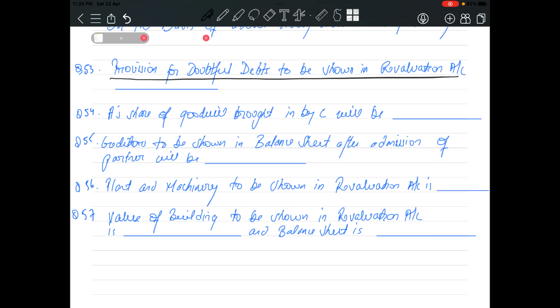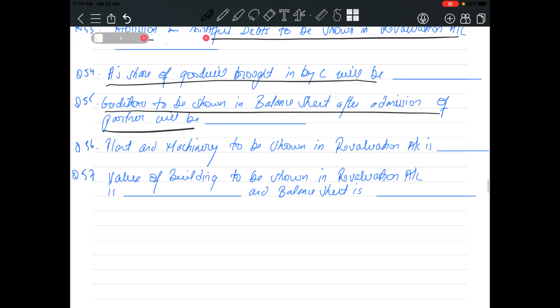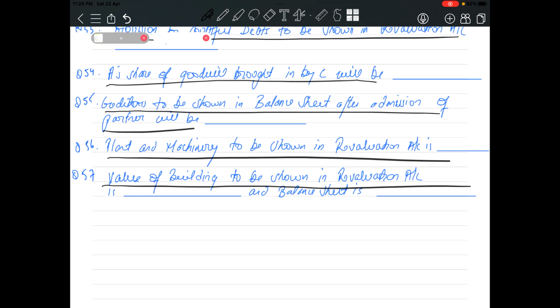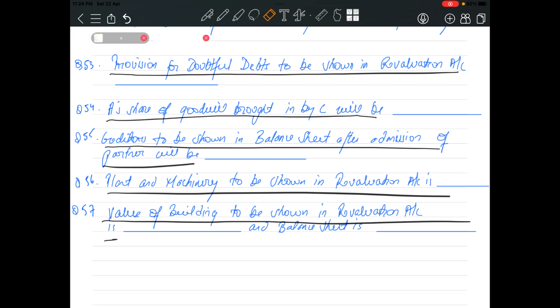What is the provision of doubtful debts to be shown in revaluation account? So one thing we know is provision. A share of goodwill brought in by C will be how much? We'll have to find out. Creditor to be shown in balance sheet after admission of partner will be how much? Plant and machinery to be shown in revaluation account will be how much? Value of building to be shown in revaluation account is dash and balance sheet is dash. Okay, so we are done with reading the question.